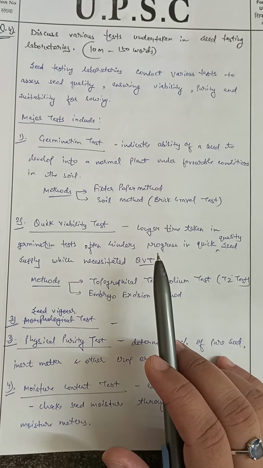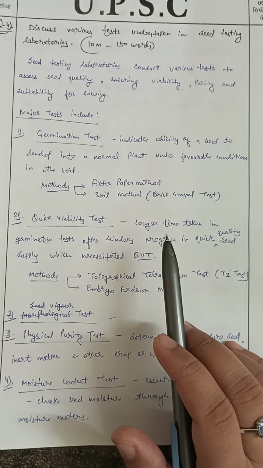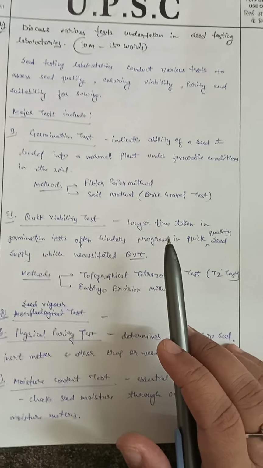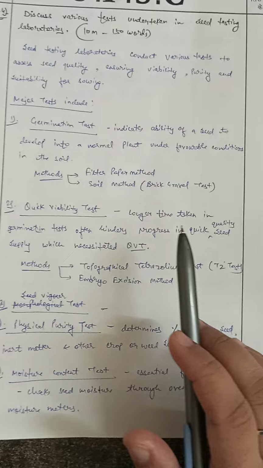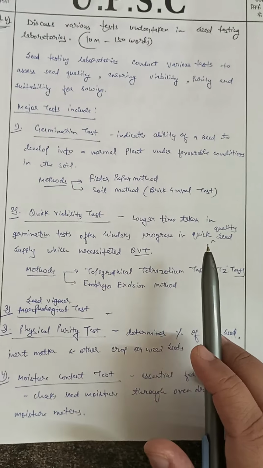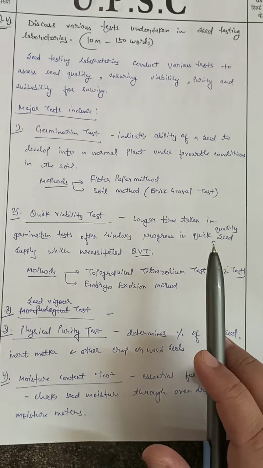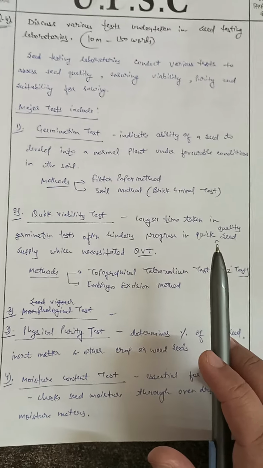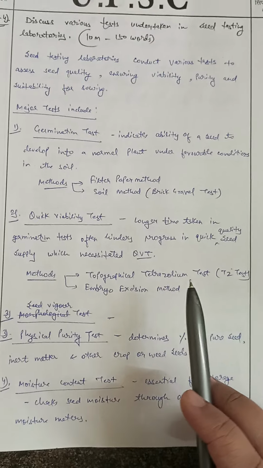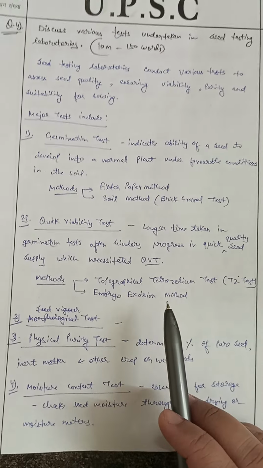Then the quick viability test. As the germination test takes a longer time, there was a need for a speedier test. So there comes the quick viability test. The longer time taken in the germination test often hinders the progress in quick quality seed supply, which necessitated the quick viability test. Here the methods used are the topographical tetrazolium test and the embryo excision method.